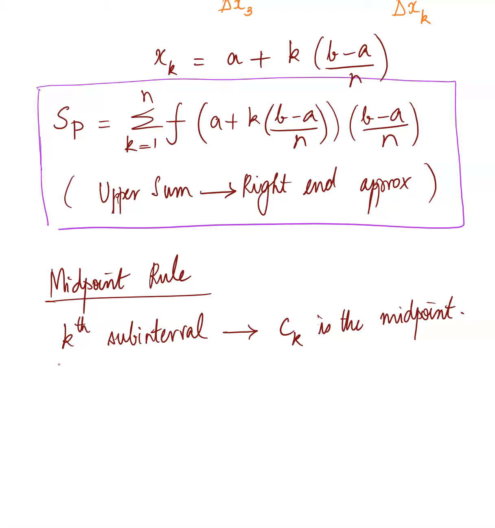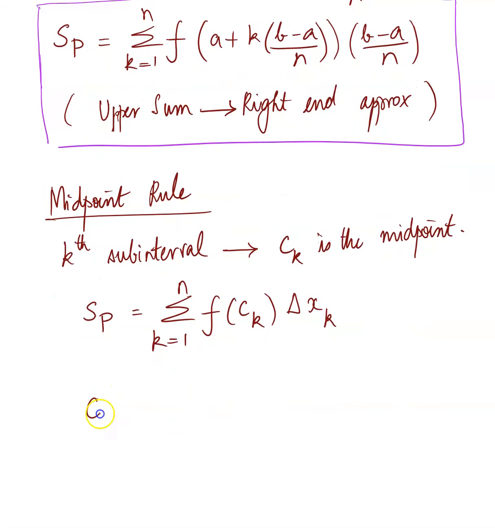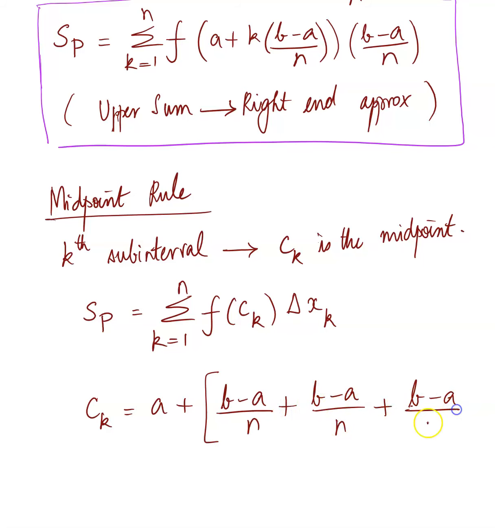That's another difference. So Sp would be summation k equals 1 to n, f of ck, because it's going to be the height, times delta xk, because it's still the kth subinterval. And then for ck, we have a plus b minus a over n, plus b minus a over n, plus half of b minus a over n.